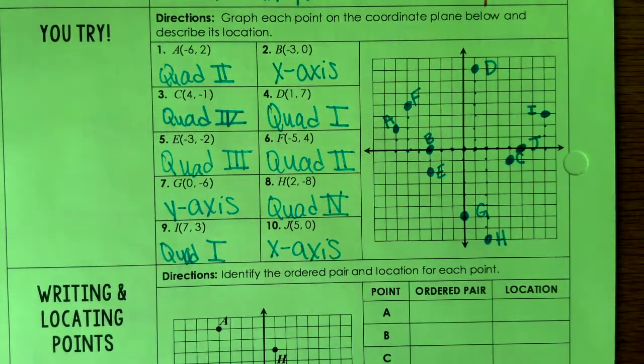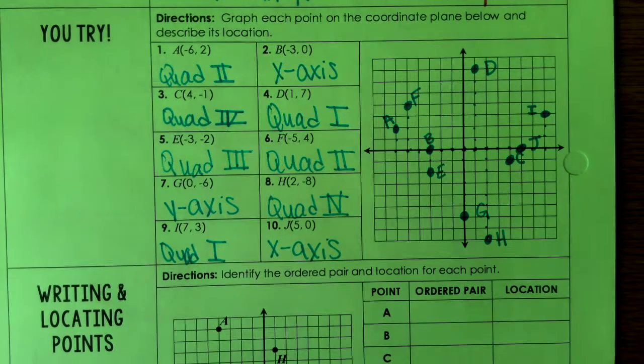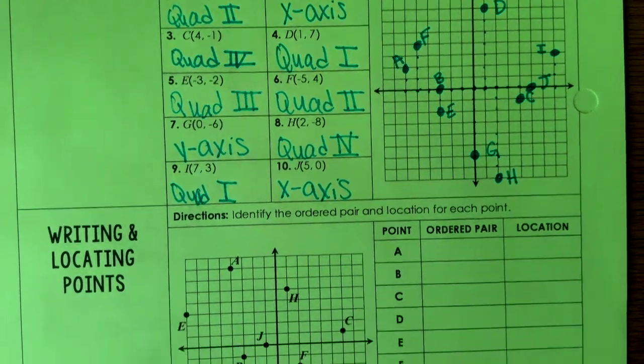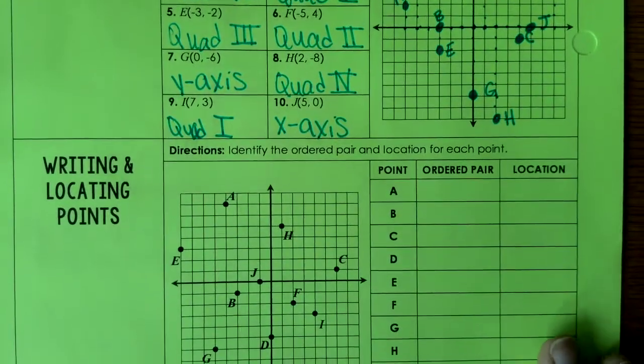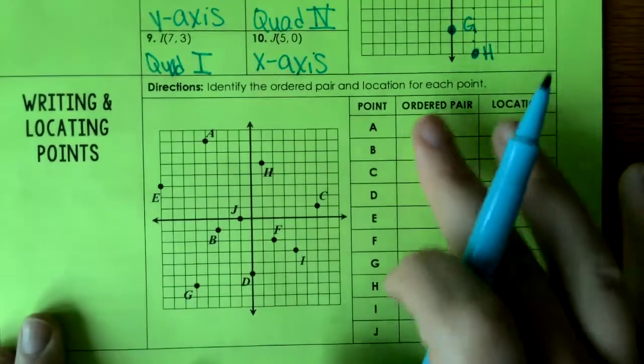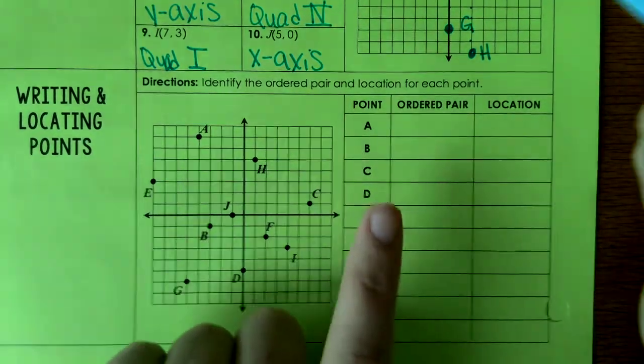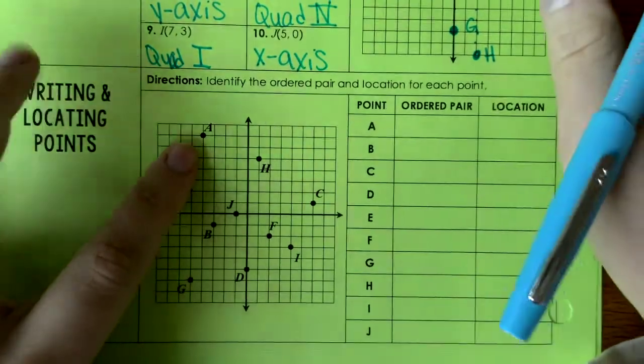So hopefully now that you've tried this on your own a little bit and you've watched me correct your problems, you're feeling a little bit more confident on graphing and plotting points. Well, now what we're going to do is work backwards. They are going to give us the graph, and now we have to write the ordered pair and write which location it's in. So for point A, it is way up here.